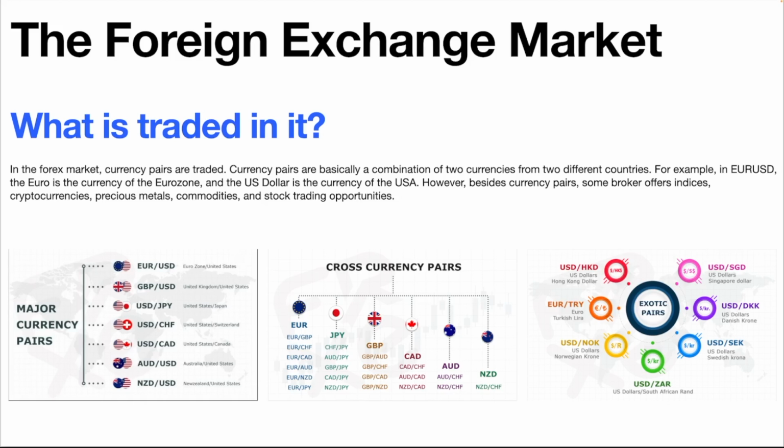Currency pairs are basically a combination of two currencies from two different countries. For example, in EUR/USD, the euro is the currency of the Eurozone, and the US dollar is the currency of the USA. However, besides currency pairs, some brokers actually offer indices, cryptocurrencies, precious metals, commodities, and even stock trading opportunities. So let's get into what types of currency pairs are offered, because right now I want to focus more on Forex. Let's look at the major currency pairs.